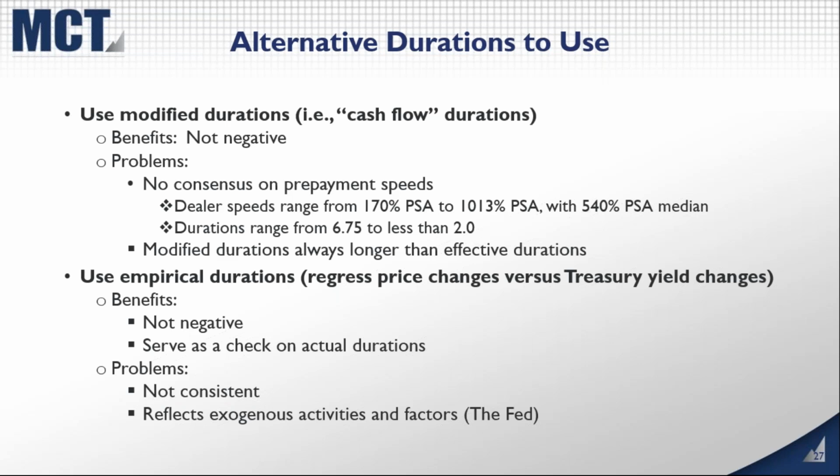Now, an alternative would be to use empirical durations, which is simply to regress daily price changes versus changes in Treasury yields. The benefits, again, are that they're not negative. And actually, I find empiricals useful just to keep a check on what's going on in the market as to how the securities are actually performing. But the problem, as we'll see in a second, is that they're not consistent, and they also reflect exogenous activities and factors, mainly like the Fed.